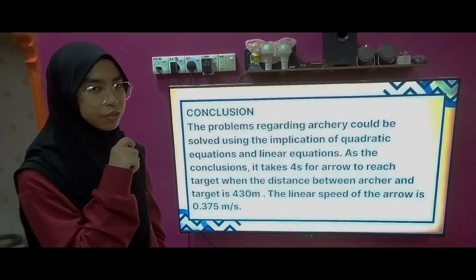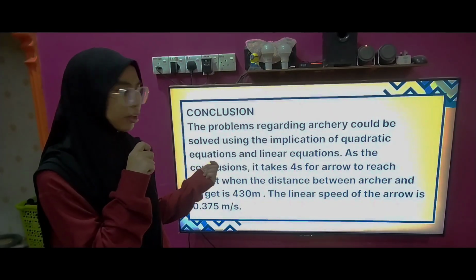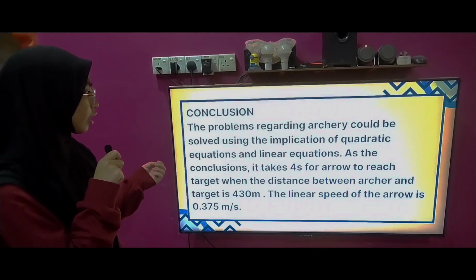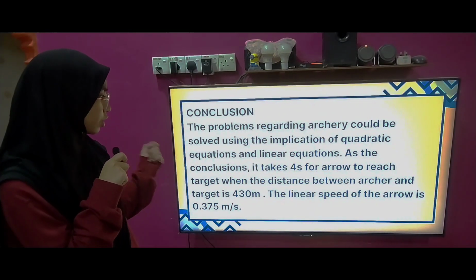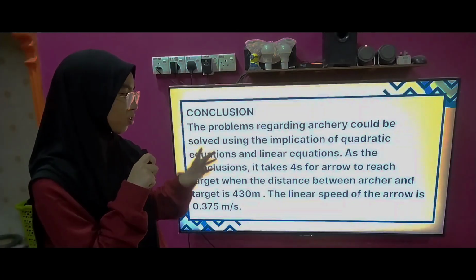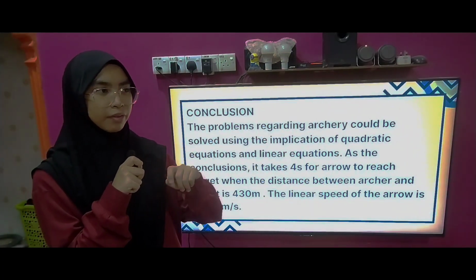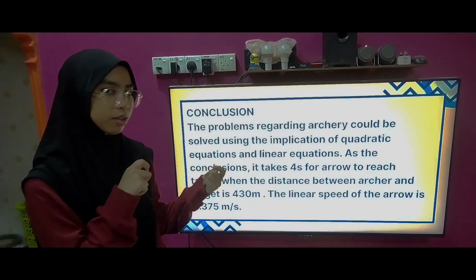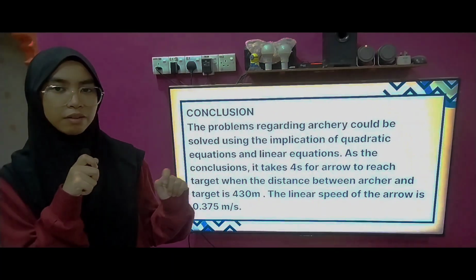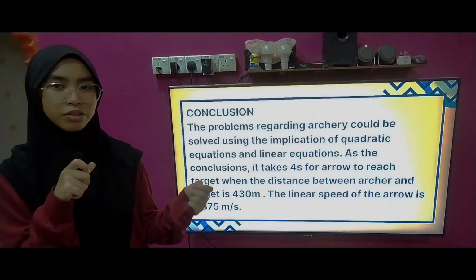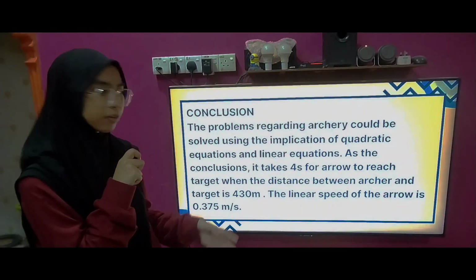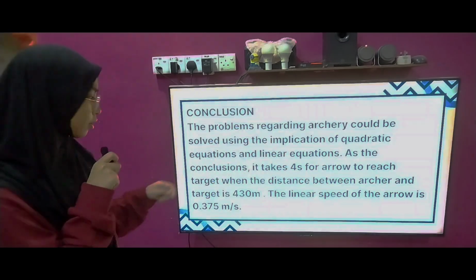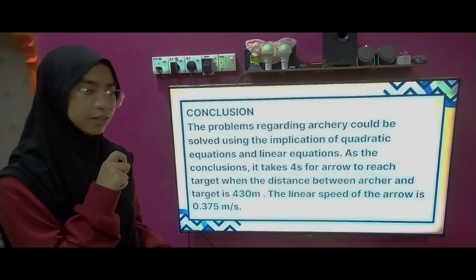So now we'll reach the conclusions: the archery problem could be solved by using quadratic equations and linear equations. As for the conclusions, we can say that it takes 4 seconds for the arrow from the archer to reach the target when the distance between the archer and the target, as we found earlier, is 430 meters, and the linear speed of the arrow is 0.375 meter per second.